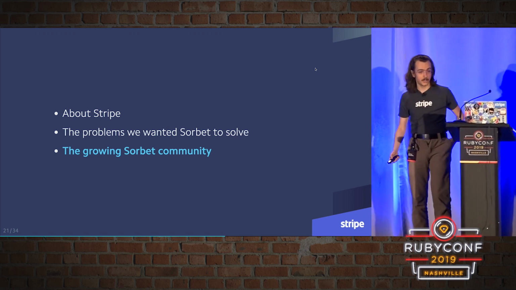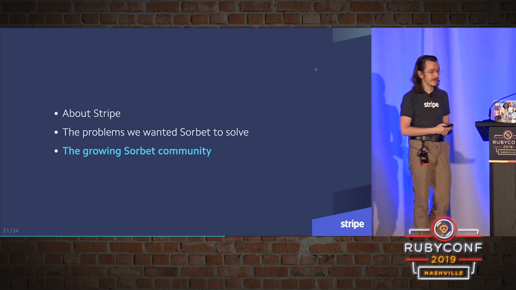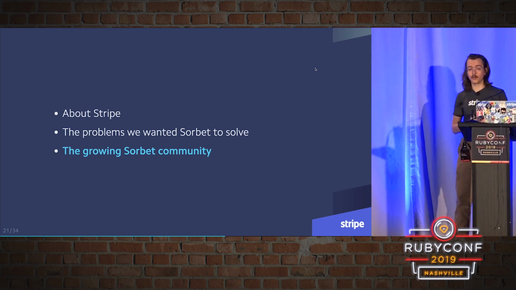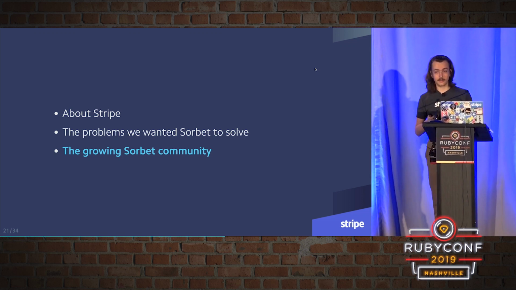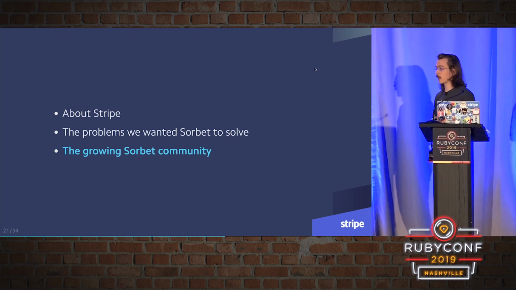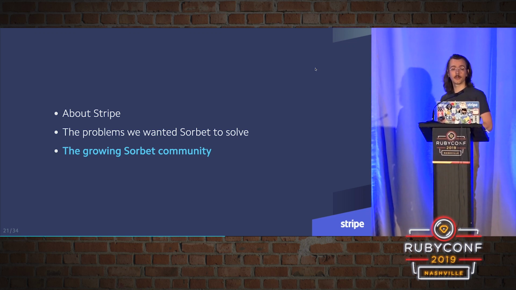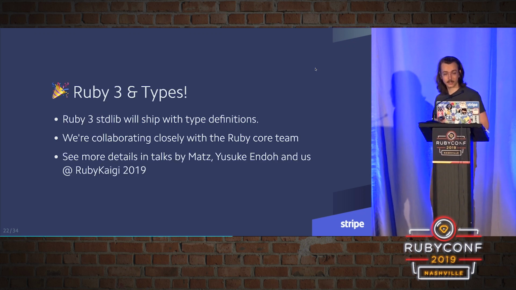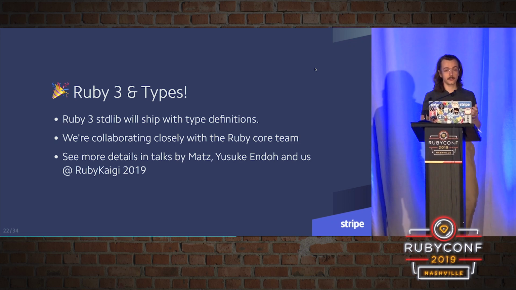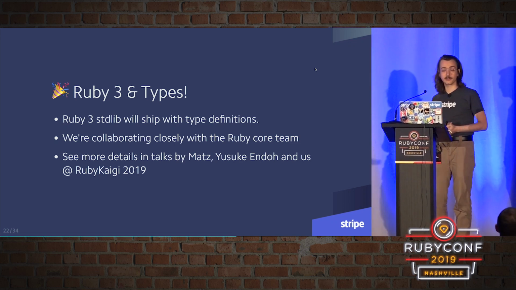Thank you, Jake. As was discussed earlier in the timeline, it has been slightly less than a year since we open sourced Sorbet. Even before we open sourced Sorbet, we had an ongoing discussion with the Ruby core team about what should be happening with this. And as Matz announced at RubyKaigi 19, Ruby 3 will ship with types for the standard library.